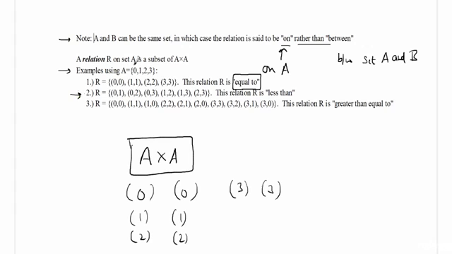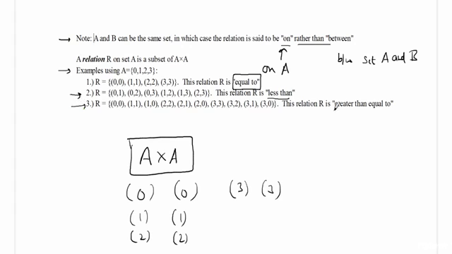Similarly, if you have to define a relation on set A which is less than, then what you're trying to say is take an element from this set which is less than the other element. Alright, so the pairs are 0,1; 0,2; 0,3; 1,2; 1,3; 2,3, because 0 is less than 1, 0 is less than 2, 0 is less than 3, 1 is less than 2, 1 is less than 3, and 2 is less than 3.